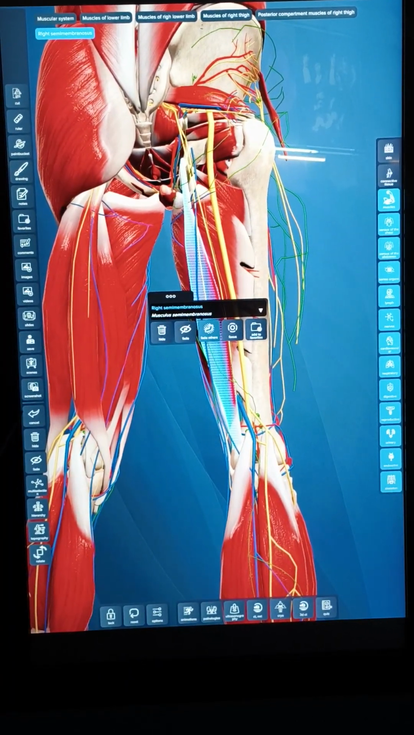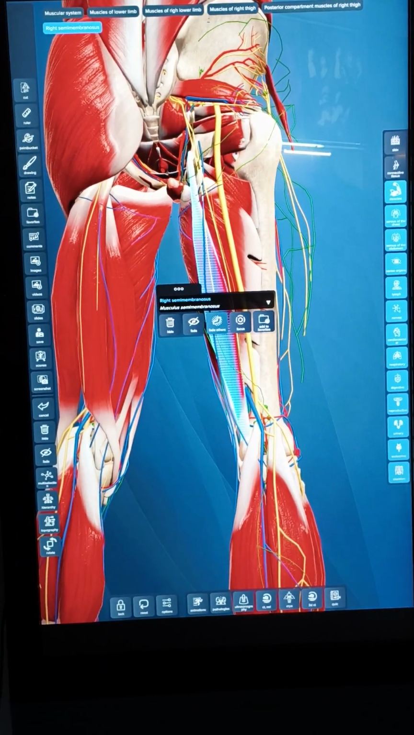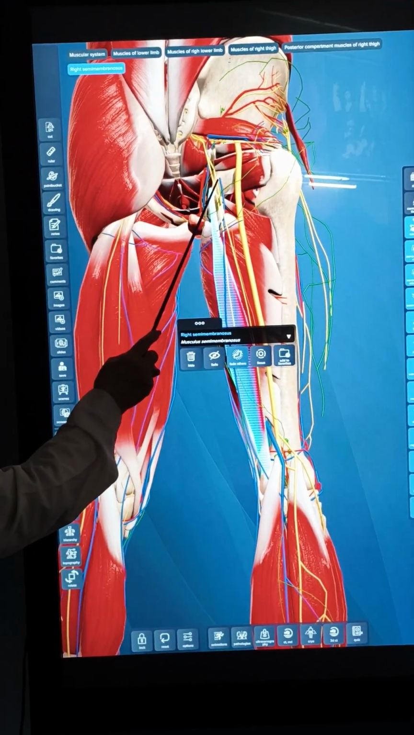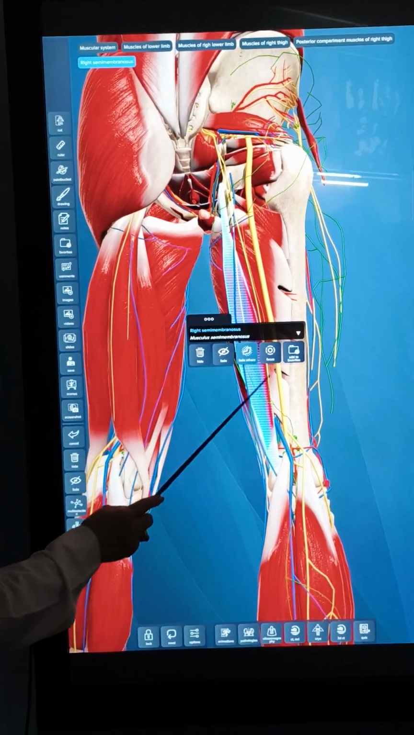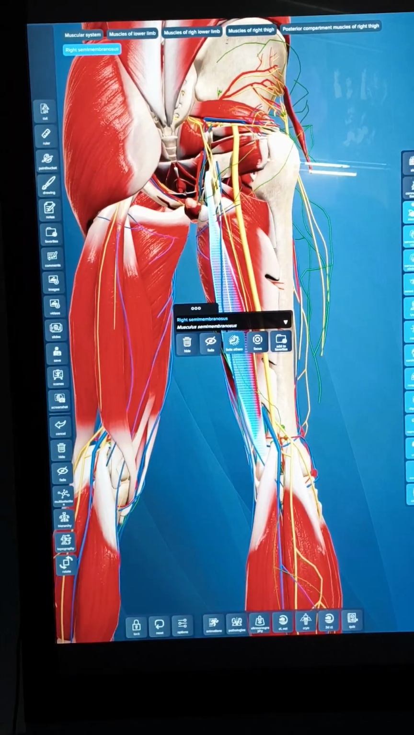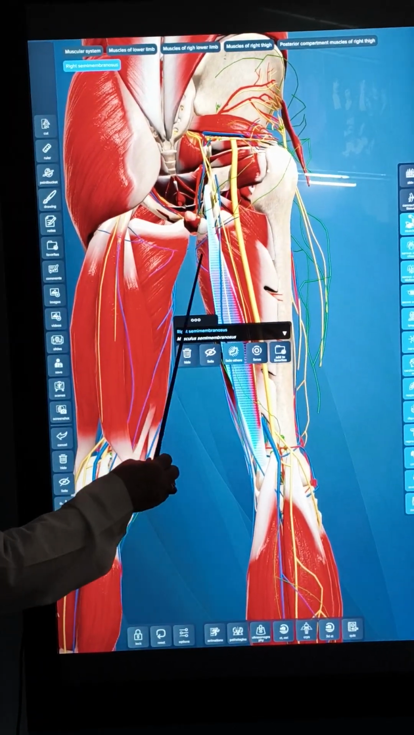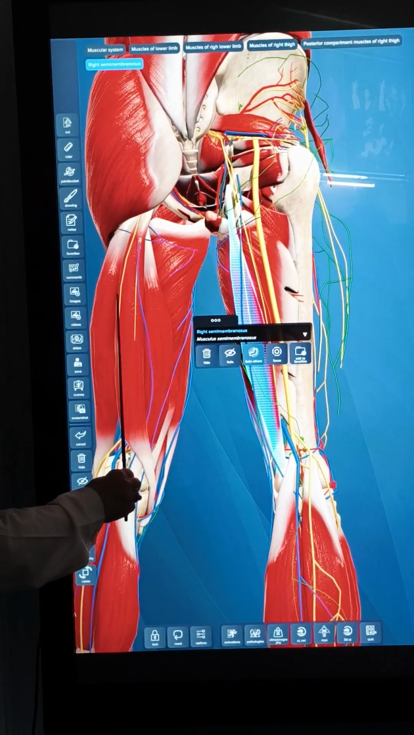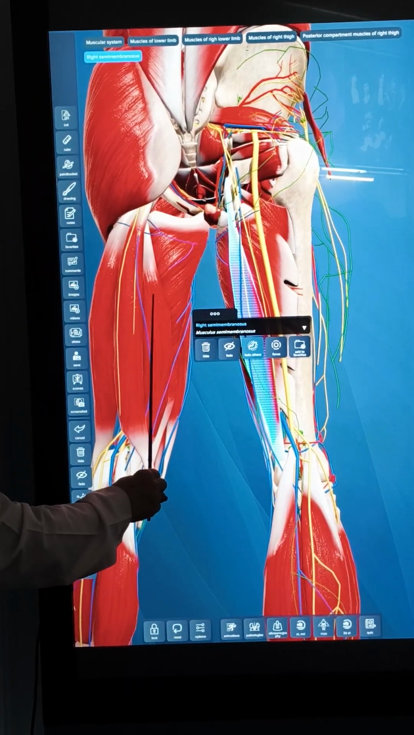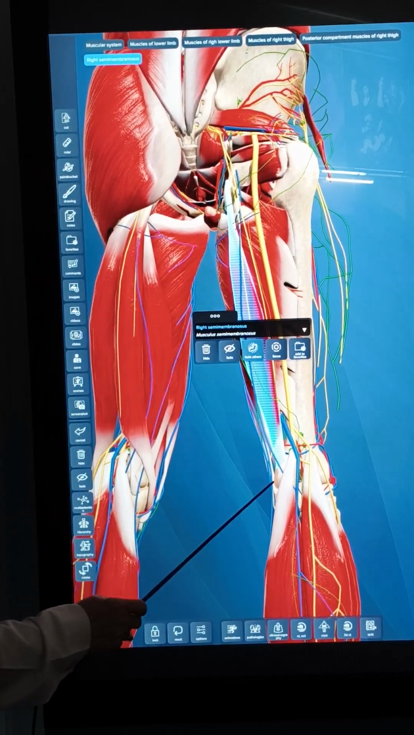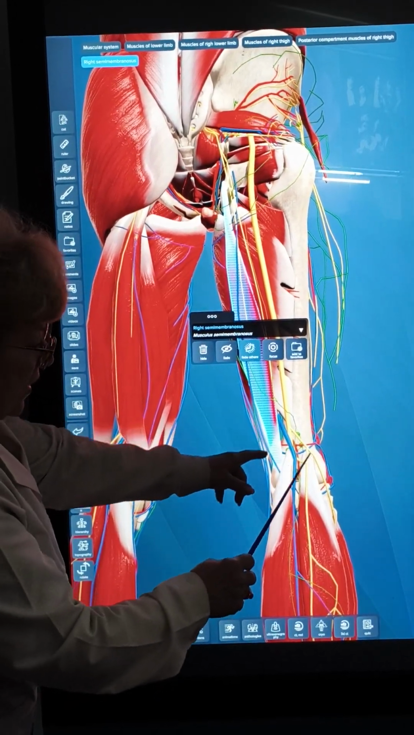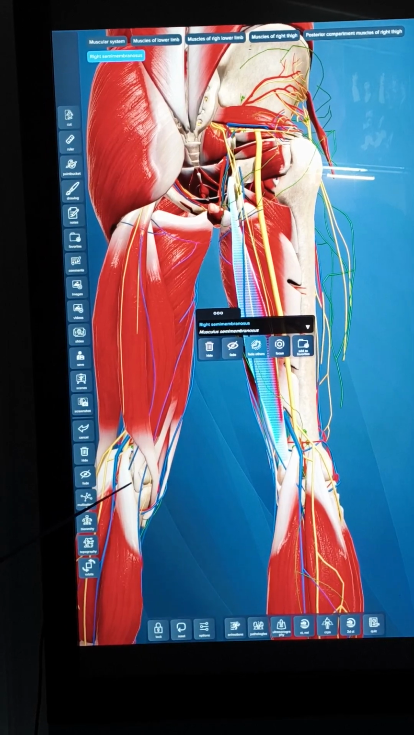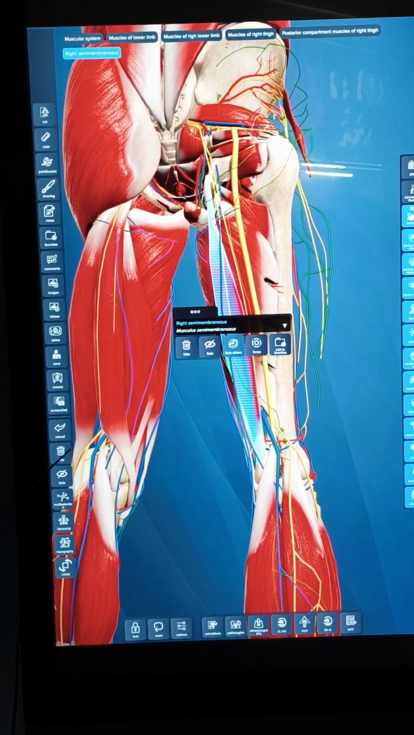Semimembranosus muscle, and this has an oval shape, starting on the ischial tuberosity and finishing on the medial condyle of the tibia. And you understand this is biceps femoris, semitendinosus, semimembranosus. And between these muscles forms the popliteal fossa on this place. Popliteal fossa.